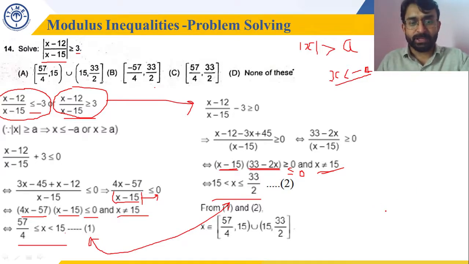57/4 included to 15 union 15 to 33/2 included. Square bracket means included and small bracket means excluded. Excluded because it is not greater than equal to 15. It is not less than equal to 15. I hope this is making sense.